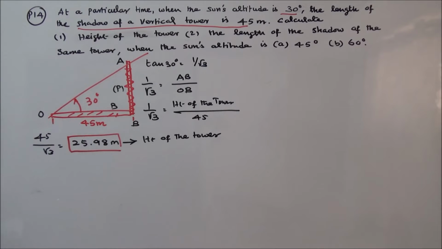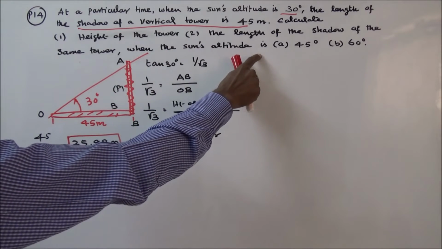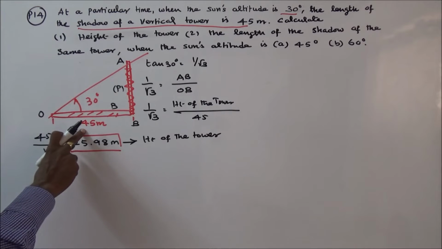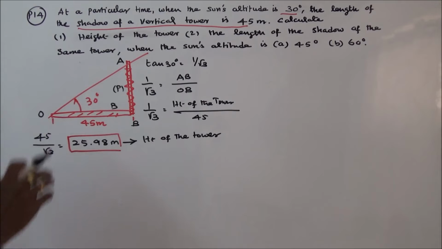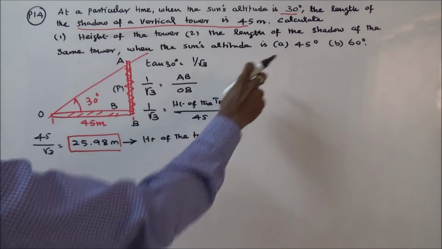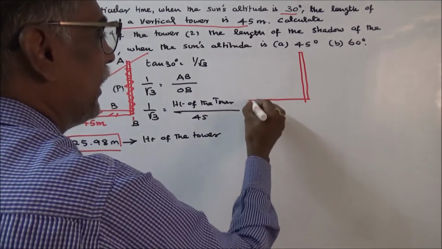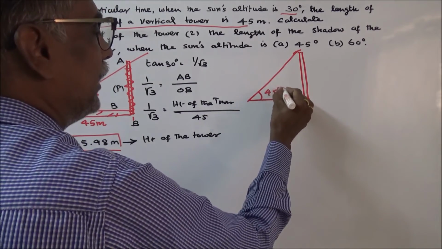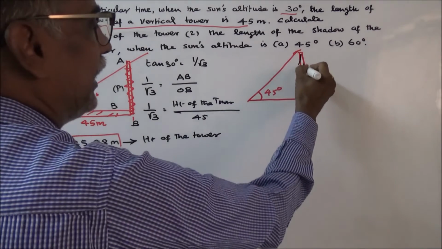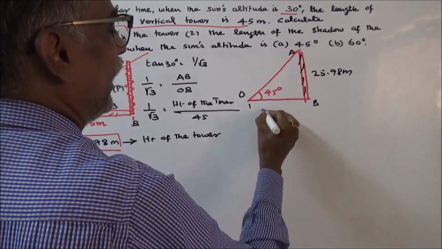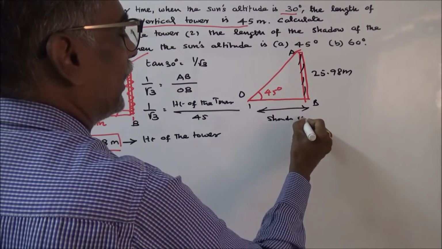The second question: the length of the shadow of the same tower when the sun's altitude is (a) 45 degrees, (b) 60 degrees. We know the height of the tower is 25.98 meters. When the sun's altitude was 30 degrees, the shadow was 45 meters. Now the altitude is 45 degrees and 60 degrees, and we have to calculate the shadow. For the second case, this is the 45 degrees. We have to calculate OB, which is the shadow of the tower.